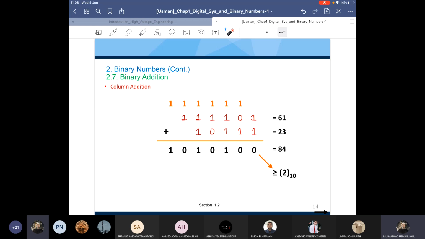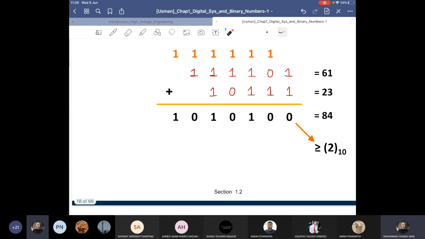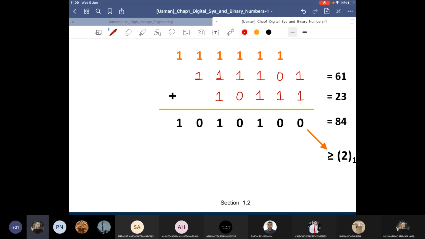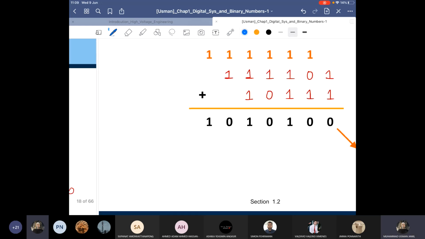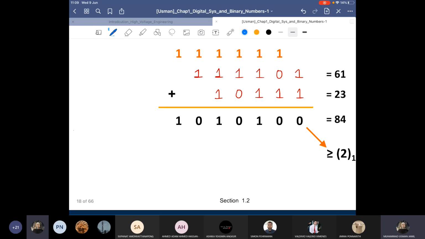So this is one example. I can do one more example so that you can easily understand. Maybe I can solve that example here.